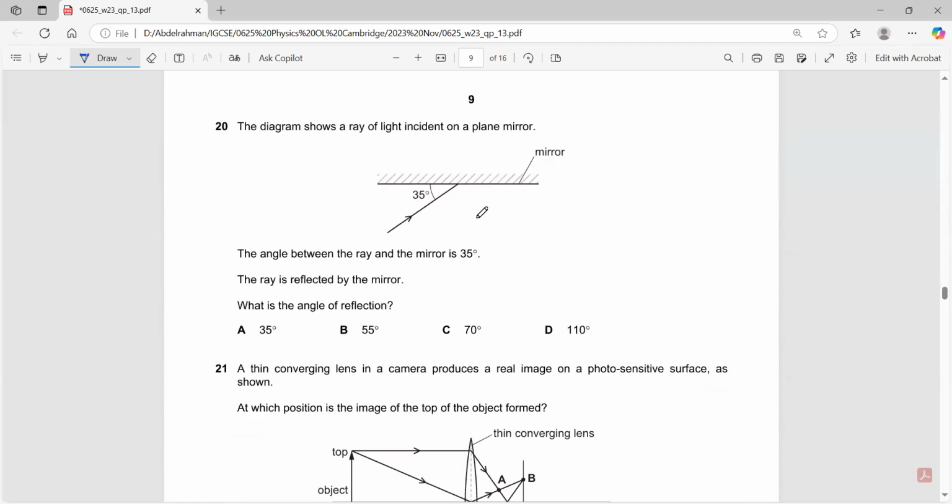What is the angle of reflection? It's 35, isn't it? No, it's not 35. Why isn't it 35? Because the angle of incidence is not 35. The angle of incidence is actually 55, which is 90 minus 35. So this is the angle of incidence. Therefore, the angle of reflection has to also be 55.